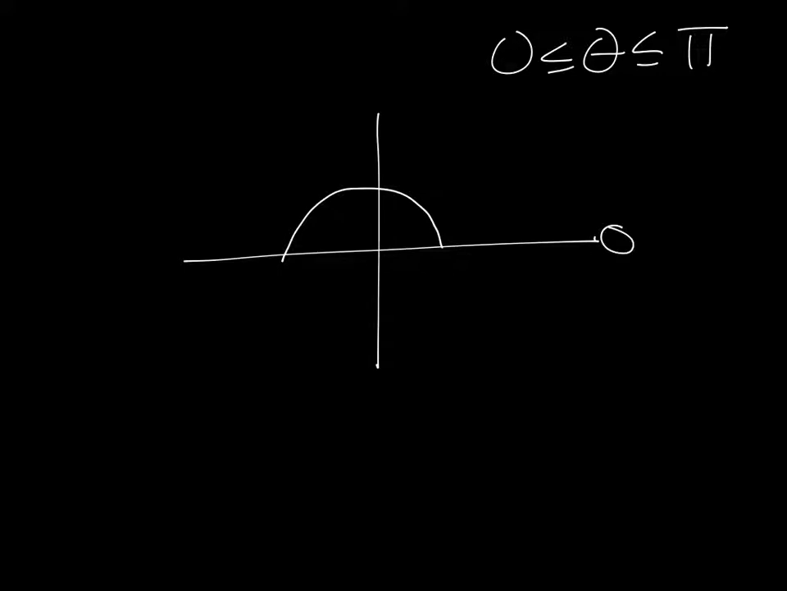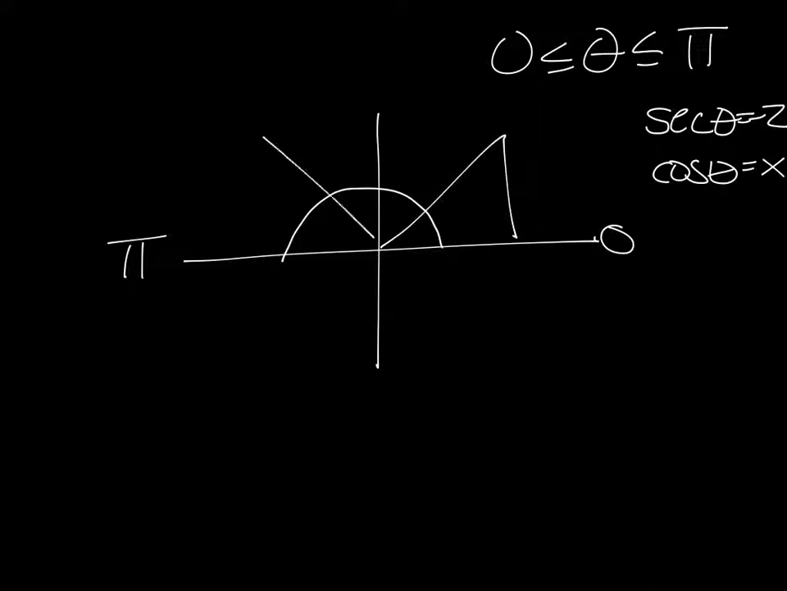It told us that theta was between 0 and pi. So that means between 0 and pi we're in the first or second quadrant. Because here's 0 and here's pi. Then they told us that secant is -2. So secant's negative. Now secant's the reciprocal of cosine, and cosine is the x value, right? So we're either in the first quadrant or second quadrant.